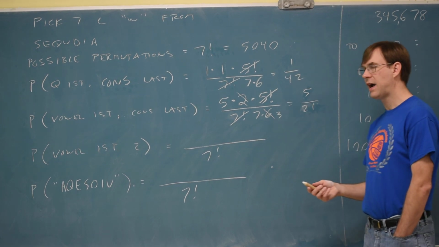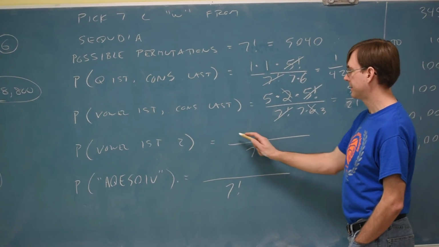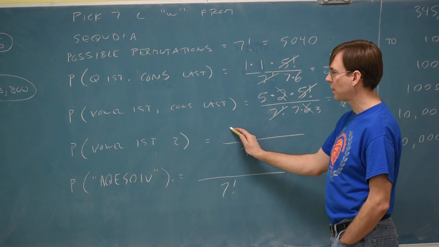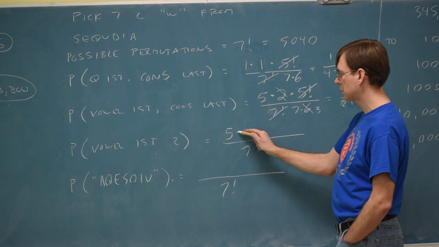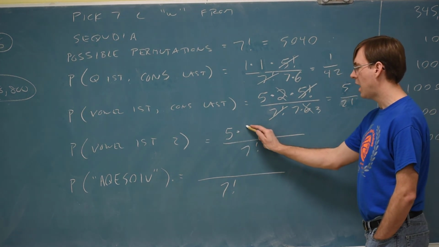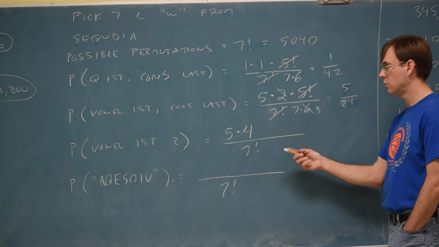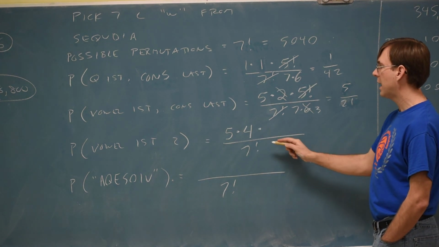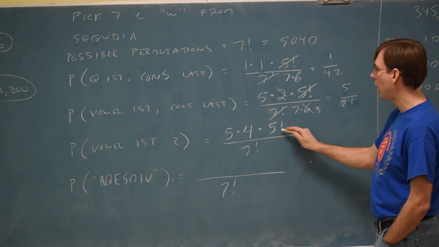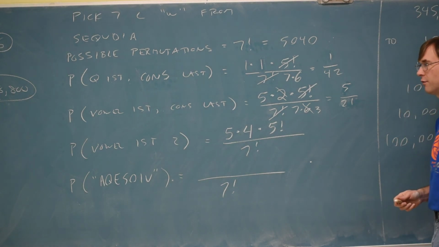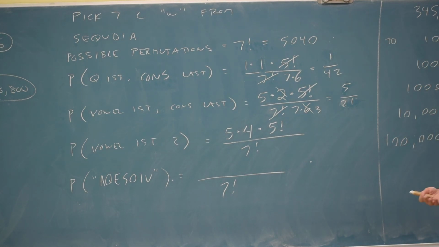So let's do a vowel in the first 2 spaces. First space would be a 5 choice. Second vowel I'd have 4 choices because I used 1. And then the rest of the word, just do whatever you want with 5 factorial for the other 5 slots, because there's 7 freedom slots for 5 of them.